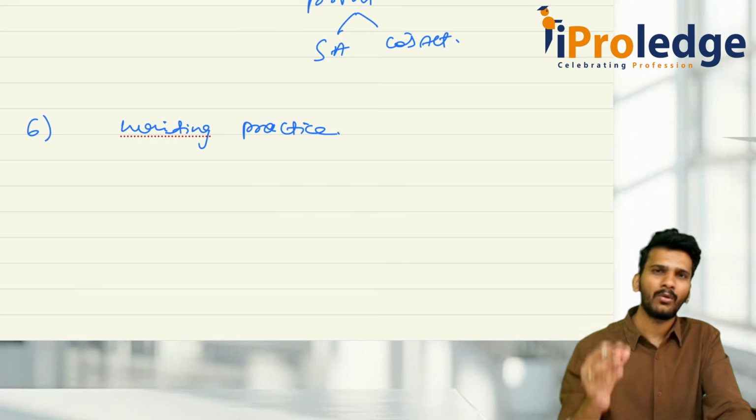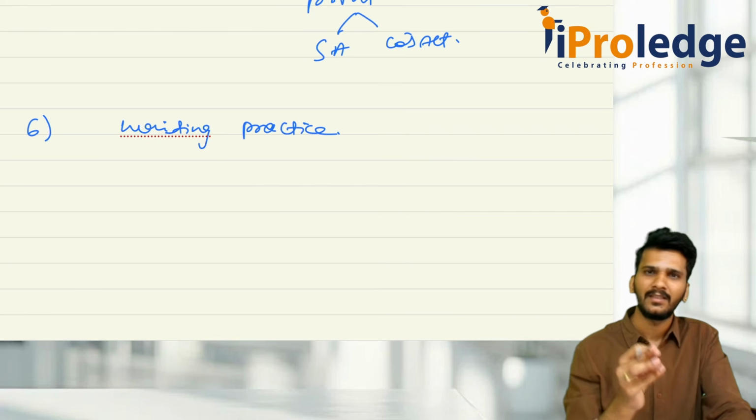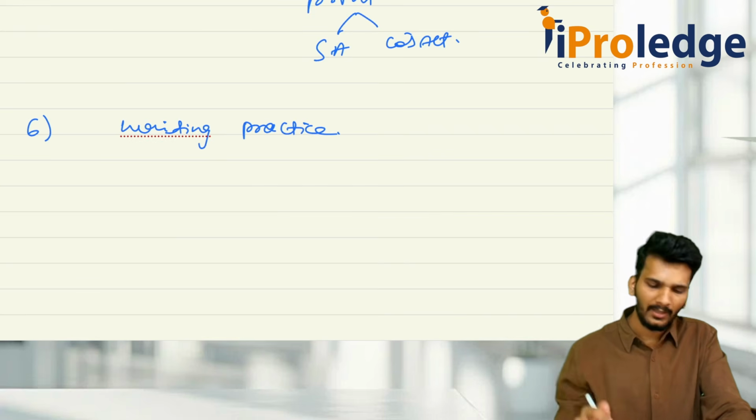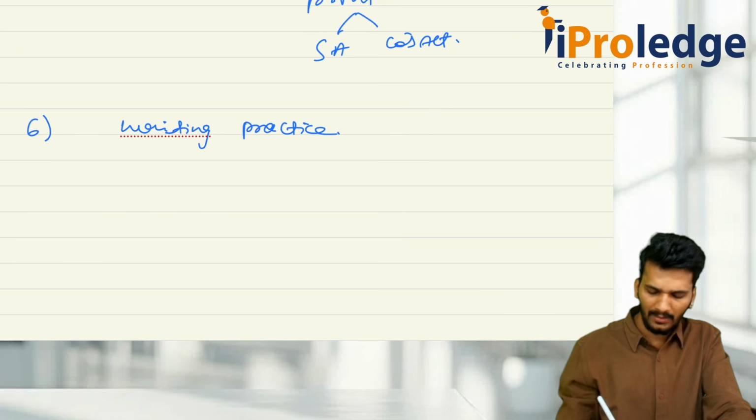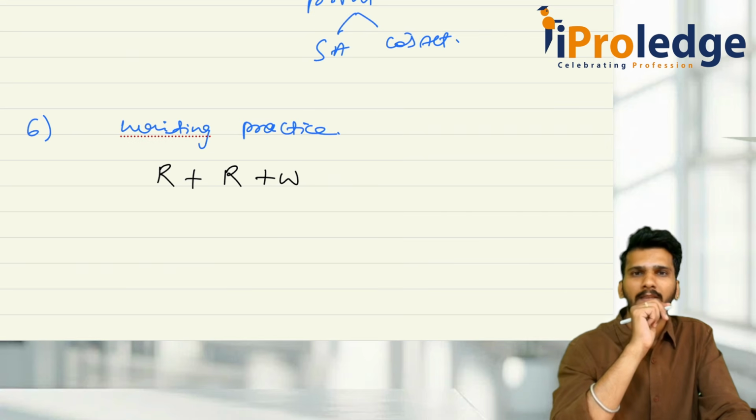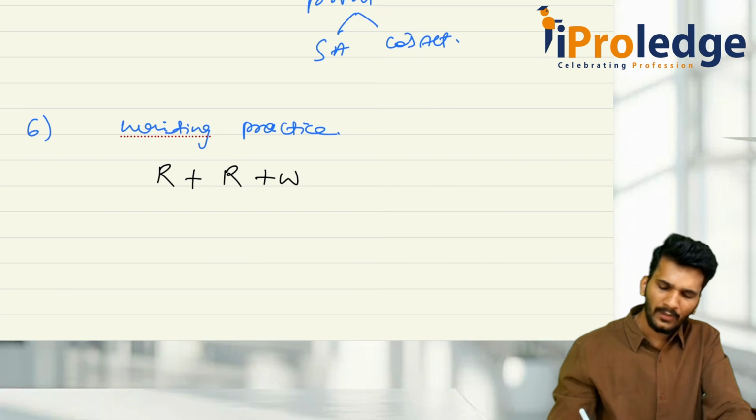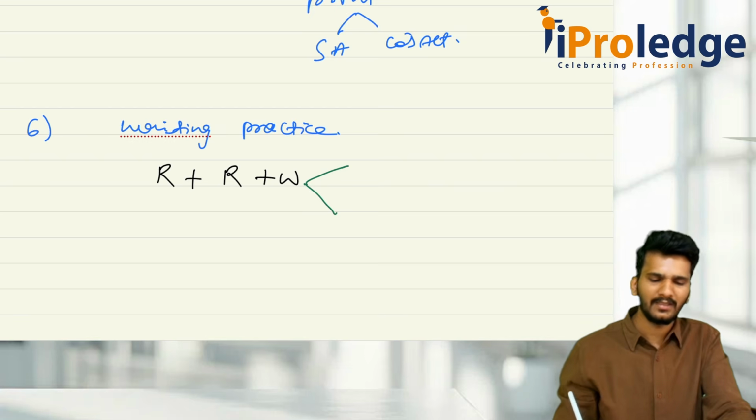So in general, you have to first read, understand the things, then revise it, then do the writing practice. It is like reading, revising plus writing practice. It is not RRR, it is RRW. Sir, why should we do the writing practice? Again, I'll try to convince you with some other reasons also.